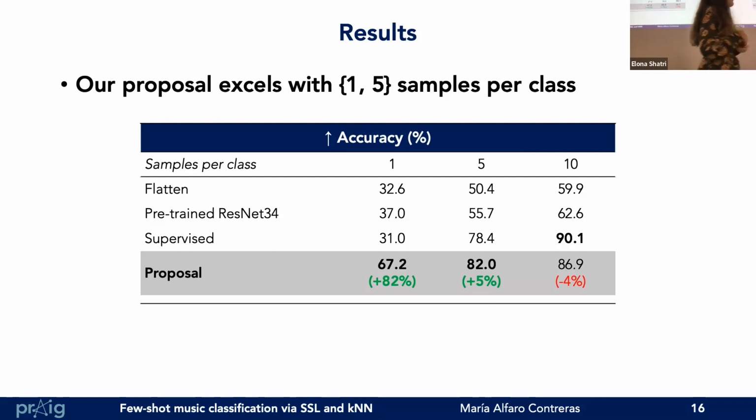It's true that if we keep increasing the symbols per class, then the supervised learning framework is going to perform better. But we are trying to reduce the labeled data, so we can say that our proposal is aiming to do that.